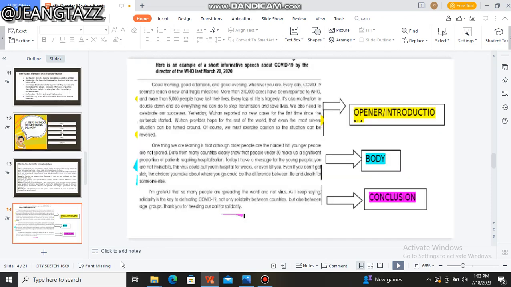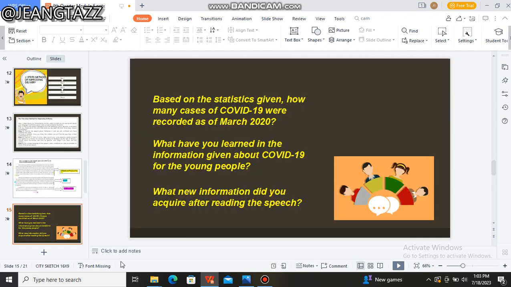And we also have here an example of an informative speech. The title is COVID-19 by the director of WHO. As you can see, in the first paragraph, the opener and introduction are placed there. Next one is the body, and the last one is the conclusion.